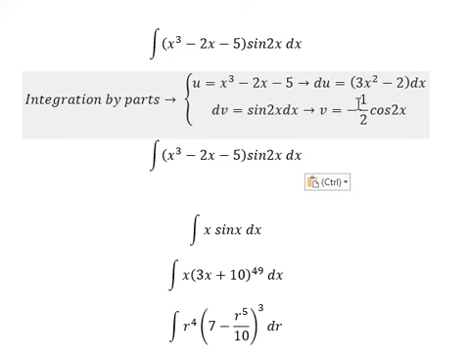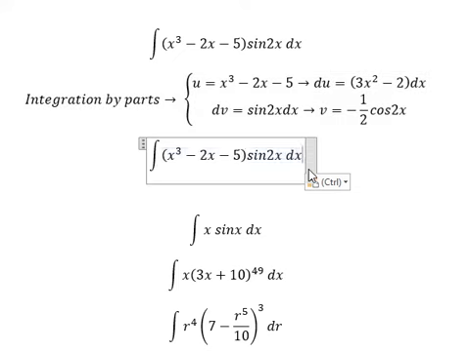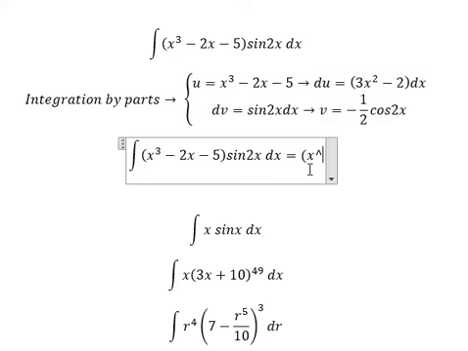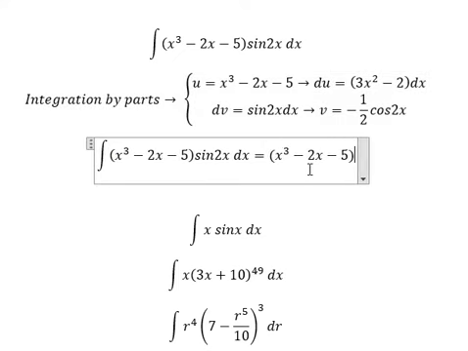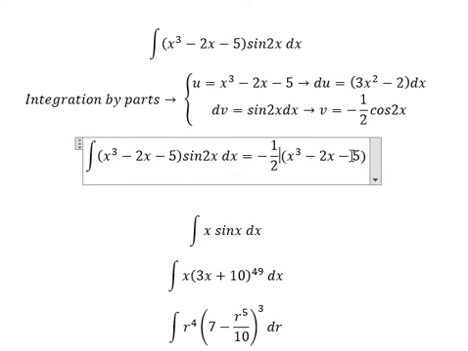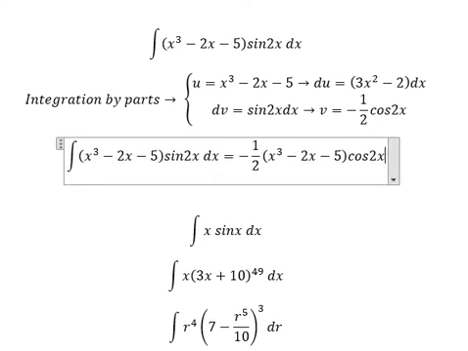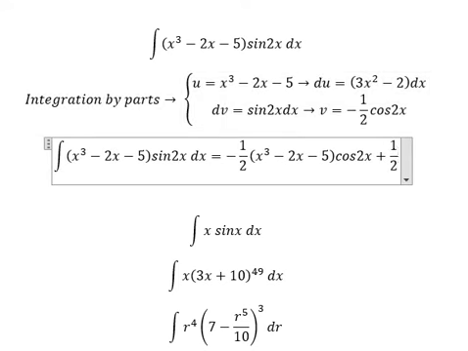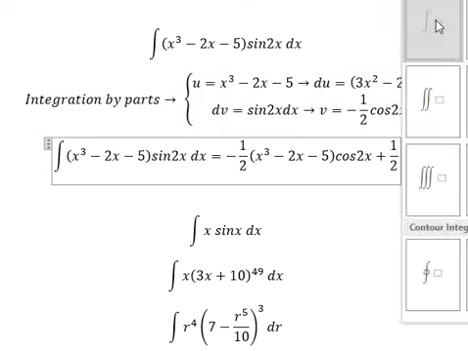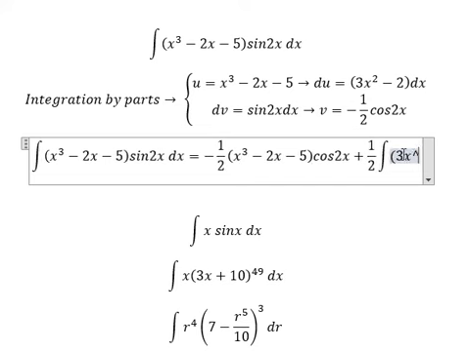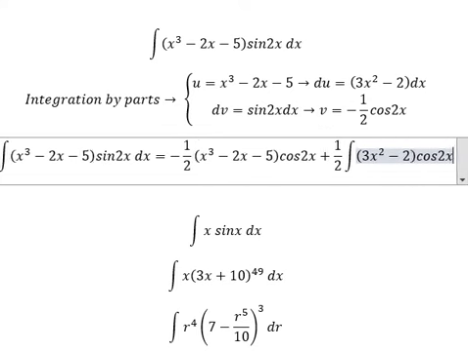So we have u multiplied by v, and you will got s to the power of 3 minus 2s minus 5 multiplied by negative 1 over 2, and we have cosine 2s. Next, du multiplied by v. Because we have the negative sign in here and we have another negative in here, you go positive 1 over 2. And we have the integration 3s squared minus 2 cosine 2s ds.